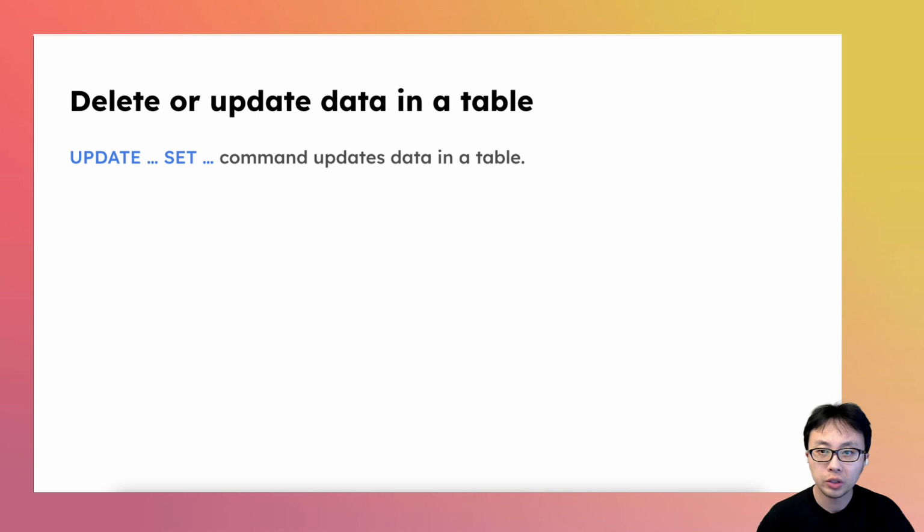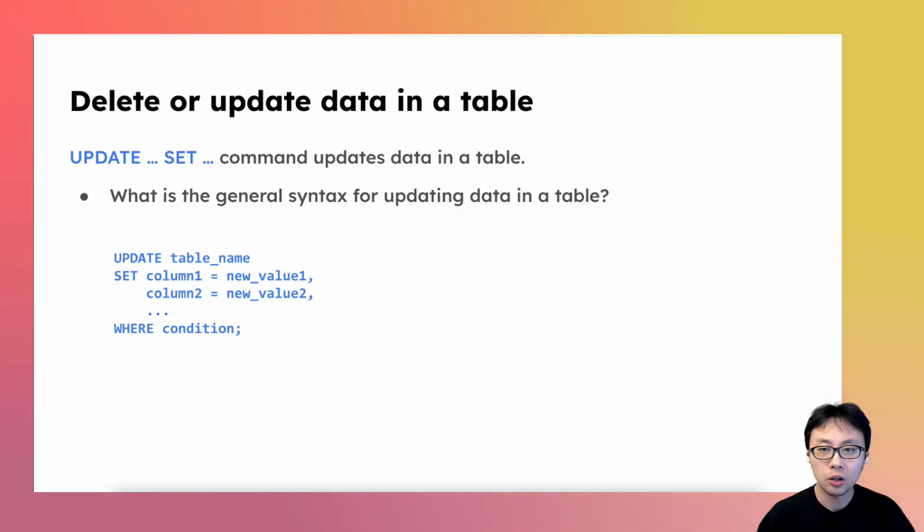This task requires the help from the update set command. The syntax of such a command is as follows. It will start with the update keyword, then it's going to be followed by the table name, then set. The set keyword is followed by the details of how you want data to be updated in the corresponding column. In the end, you need to specify a filtering condition. After all, this command aims at updating data of specific rows.